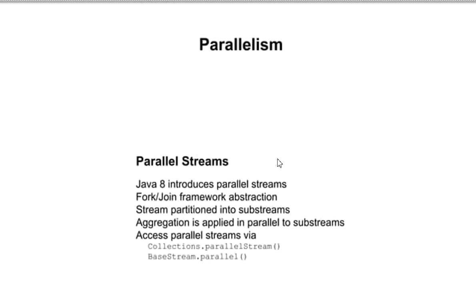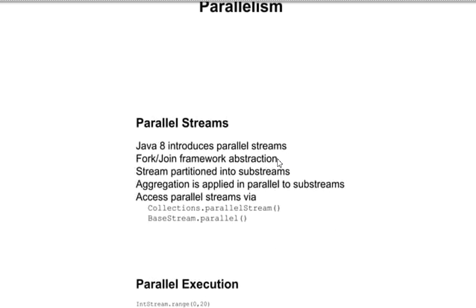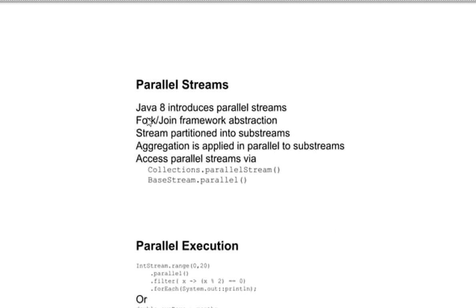So here parallel streams were introduced in Java 8. In parallel streams we have the fork join framework abstraction; the stream is partitioned into substreams, and aggregation is applied in parallel to the substreams. Access parallel streams via collection.parallelStream or stream.parallel. So these are the methods used in parallel streams.